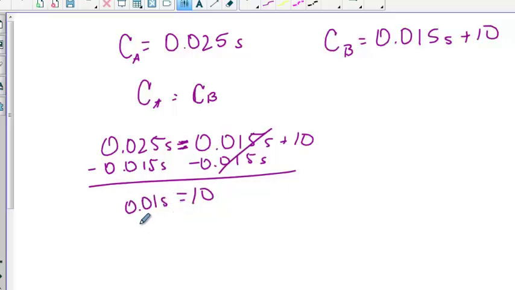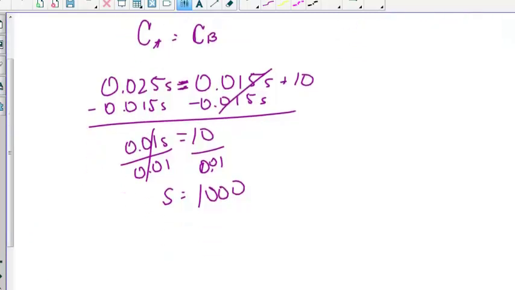0.01 S. How do I get S by itself? Divide. So I'm going to divide by 0.01 on both sides. And what's that give me? 1,000. So they cost the same if your yard is 1,000 square feet. If you had less than 1,000 square feet, company A is probably the choice for you. But company B, after you get past 1,000, is cheaper. You see what I'm saying?